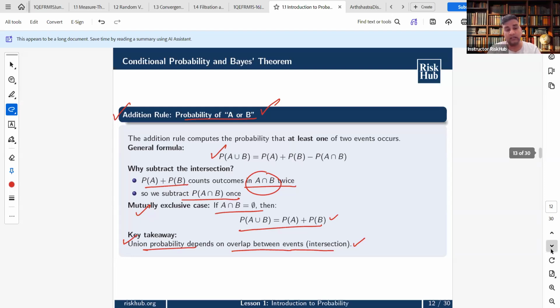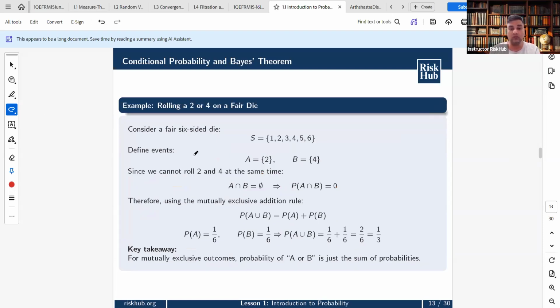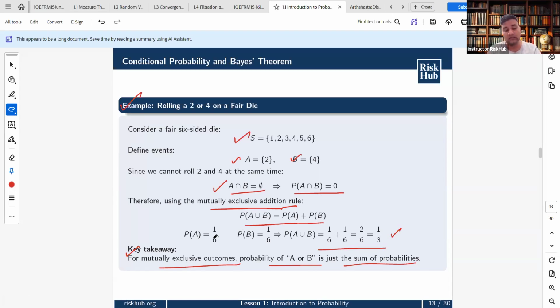Then we get into slide number 13, rolling a two or four on a fair die. Consider a fair six-sided die, the sample space is given, define events A and B. A intersection B is null, this is 0. Using the mutually exclusive addition rule, we get this, and you can calculate the numbers. For mutually exclusive events, the probability of A or B is just the sum of the probabilities. This is also not difficult. Why does this matter in finance? Because many risk events are mutually exclusive. For example, daily return greater than 10% and return less than minus 10% cannot occur simultaneously. Therefore, probabilities simply add, which we need to understand.